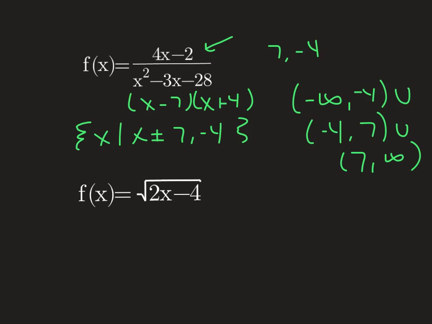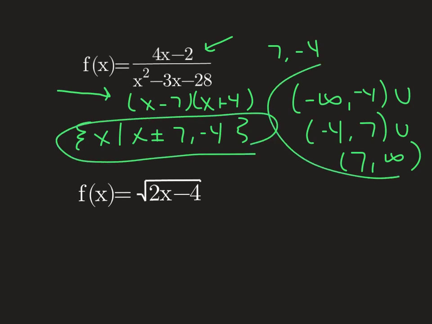And I use parentheses because if you use a bracket, you're including the negative 4 and the 7. If you use parentheses, you're not including the negative 4 and the 7, which I don't want to do because you cannot include negative 4 and 7 in your domain. So either way, you can write it this way, a little shorter, or this way. It may make more sense to you depending on how you've done it before.